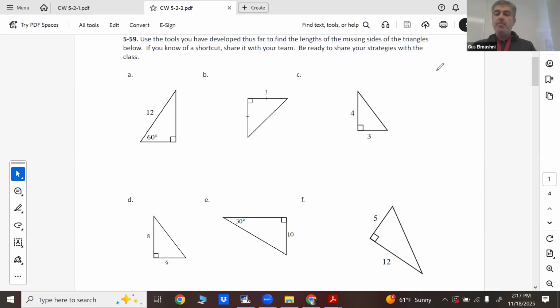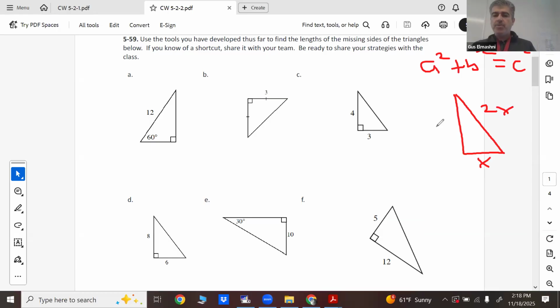Now some you can do with the Pythagorean theorem, just so you know. If you know 2 sides, just use the Pythagorean theorem, like for part C or part F, or even part D. Sometimes you have to do this. x, 2x, x root 3. Remember, the x root 3 makes sense if you do the Pythagorean theorem. If you're still having a hard time seeing it, do Pythag, it will make sense. Pythag will confirm it.